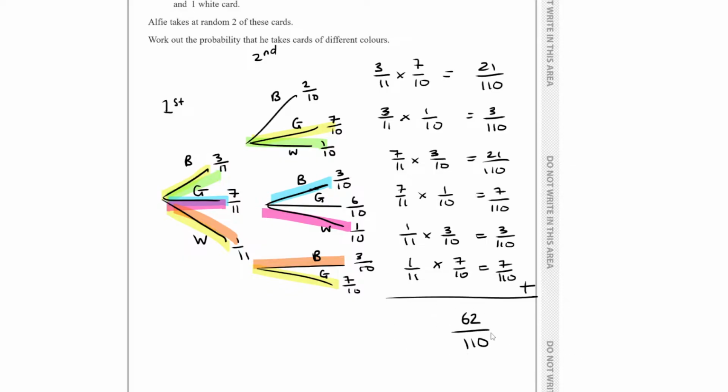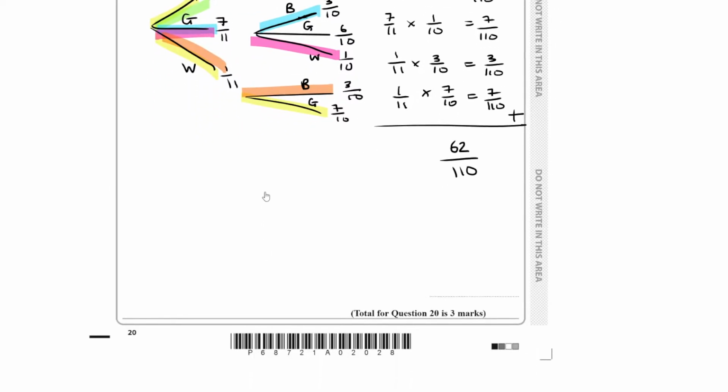Now you can obviously simplify that if you want, but you don't have to. When it's probability, they don't tend to ask you to simplify, so you don't have to. You should get 62/110. If you did simplify it, it would be 31/55, just half of that. That's fine. They would accept any equivalent. But that's the answer I would leave. So yeah, kind of long, but the thing with probability trees is it's quite a consistent method. So I think that's good in a way. You've got 3 marks.